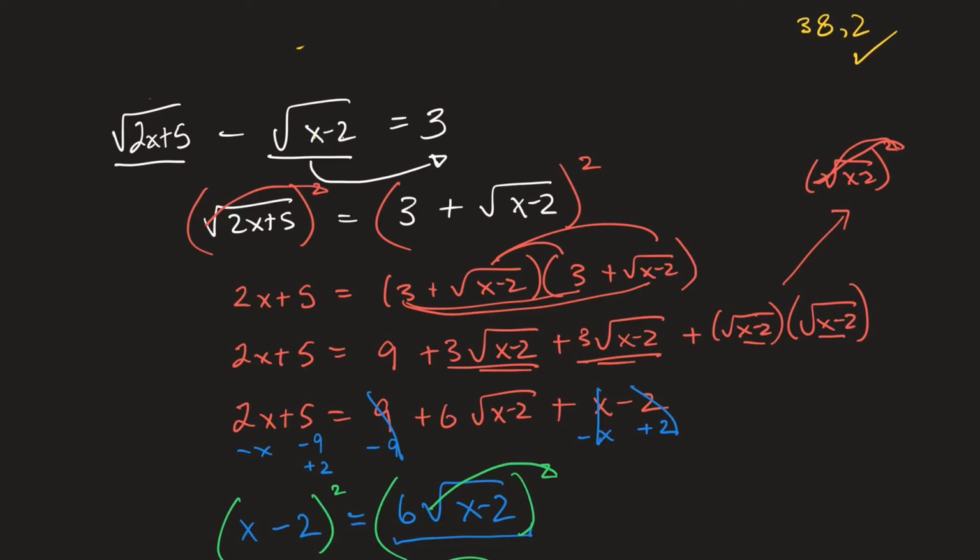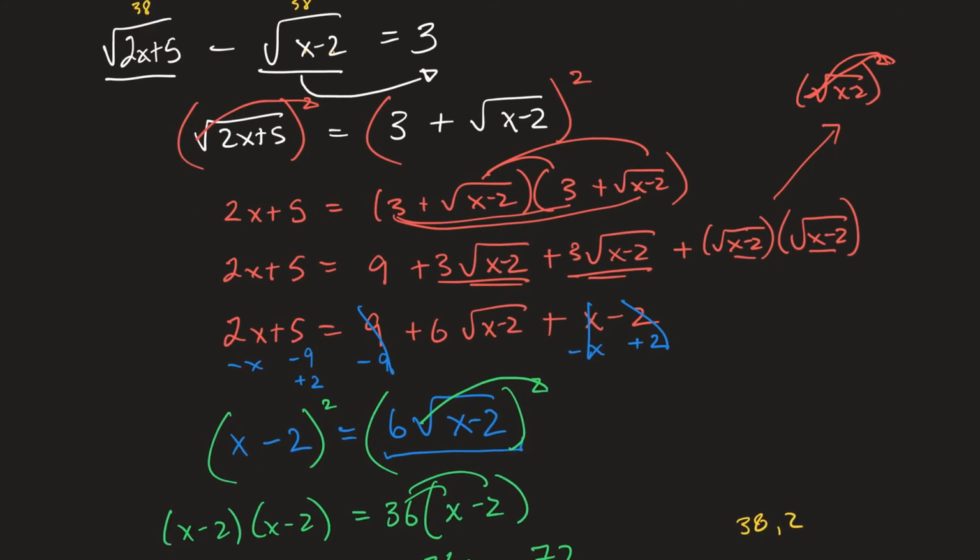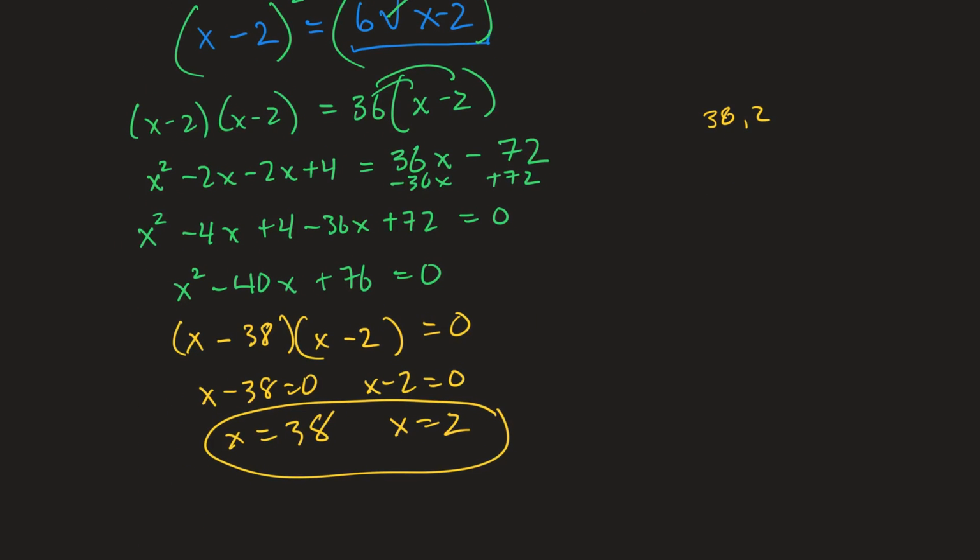Let's try 38. So let's put a 38 right there and a 38 right there. Okay, 2 times 38, 76, plus 5 is 81. And the square root of 81 is 9. 38 minus 2 is 36. The square root of 36 is 6. And 9 take away 6, yeah, sure enough, is 3. So 38 works as well. So in my answers down at the bottom there, I would say both 38 and 2 work. Hopefully that helps you with that question.